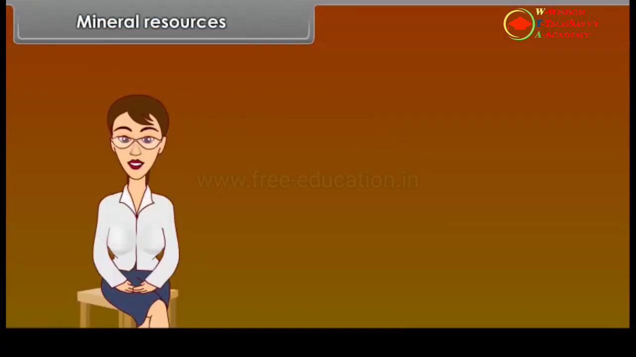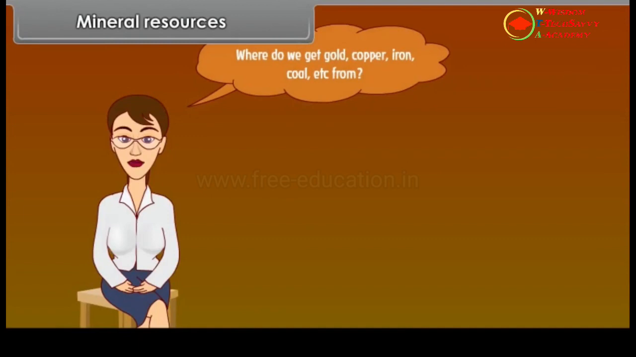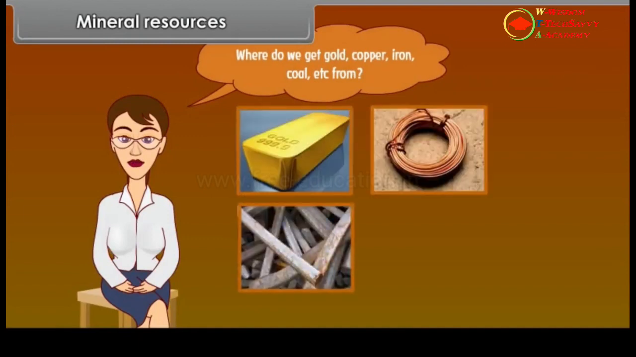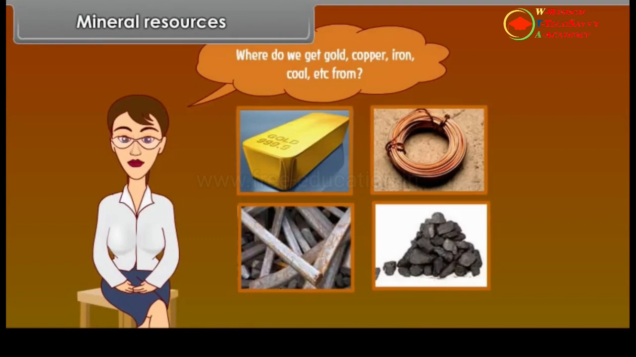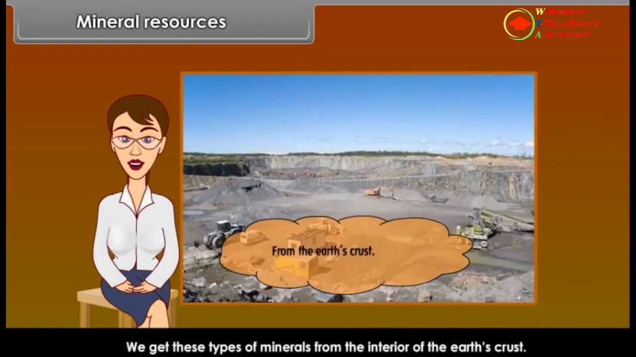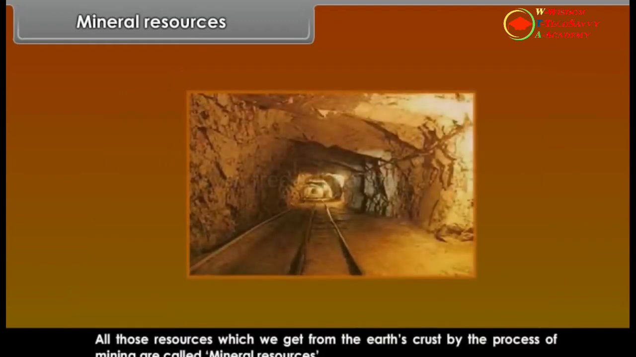Mineral resources. Where do we get gold, copper, iron, coal, etc.? From the Earth's crust. Yes, we get these types of minerals from the interior of the Earth's crust. All those resources which we get from the Earth's crust by the process of mining are called mineral resources.